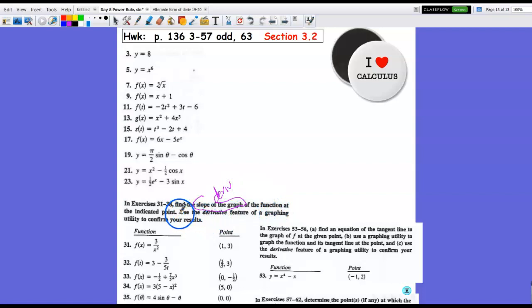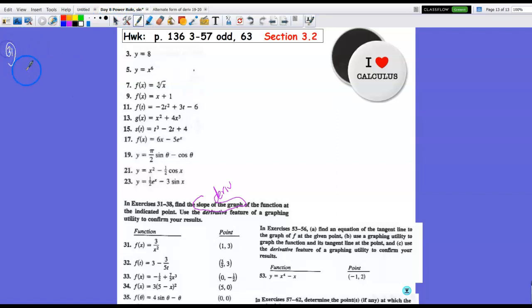At the indicated point, and use the derivative feature of a graphing utility to confirm your results. So I'll take the opportunity in this section to show you how to use your calculator to find the derivative. So that's a great benefit of watching this video. So I'm going to begin with problem number 31.